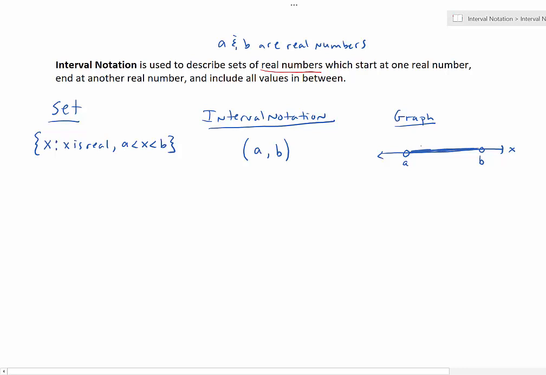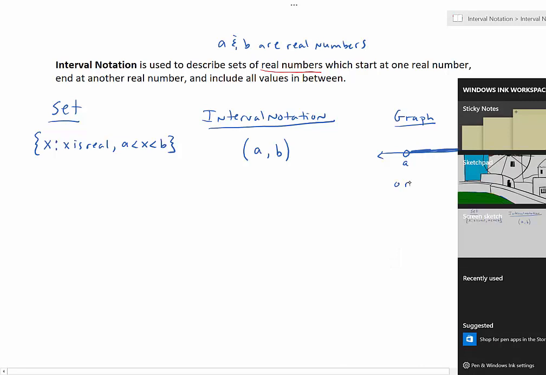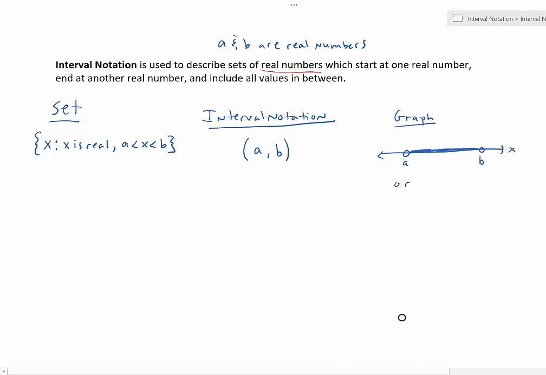Another way to write this is we actually draw those parentheses. So maybe a parenthesis there and a parenthesis there, and then shade everything in between. Either one is acceptable. We use those little hole looking things to denote the idea that a and b are not included, which is analogous to writing the parentheses. So that's one combination we could have.